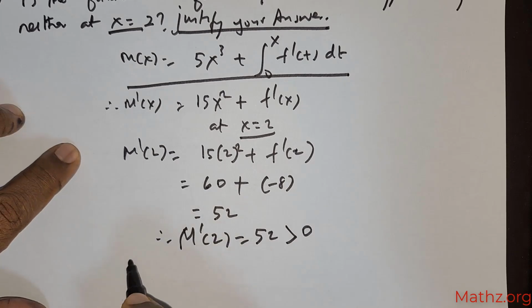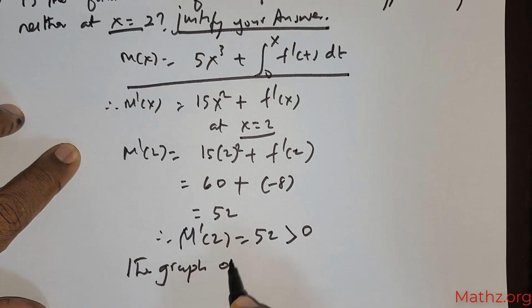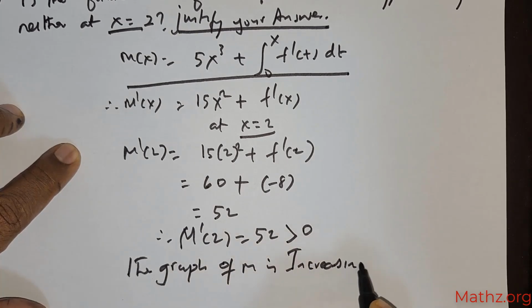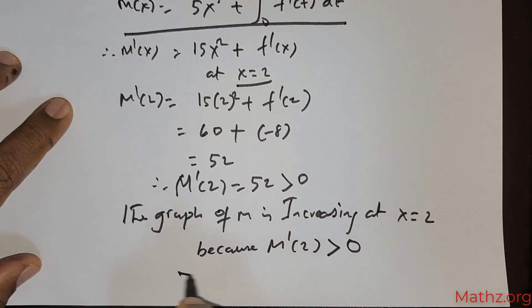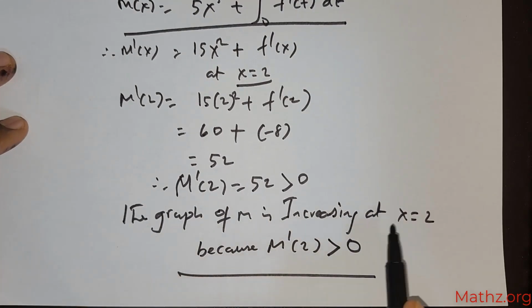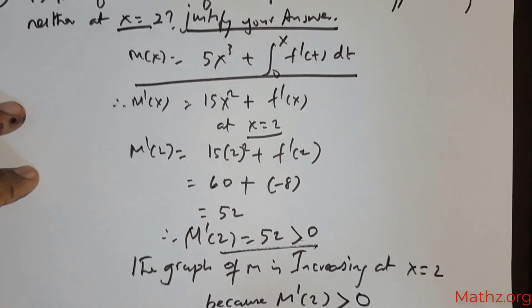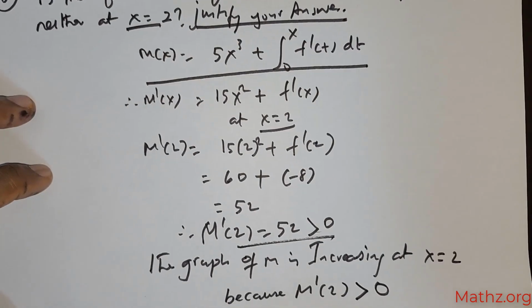So what is the conclusion? The conclusion is the graph of m is increasing. How do you say it's increasing? Increasing at x = 2. So the point is, how do you say? You can state it because m'(2) is greater than 0. I hope you got that. So the graph of m is increasing at x = 2 because m'(2) is greater than 0. So that concludes the solution to question D.